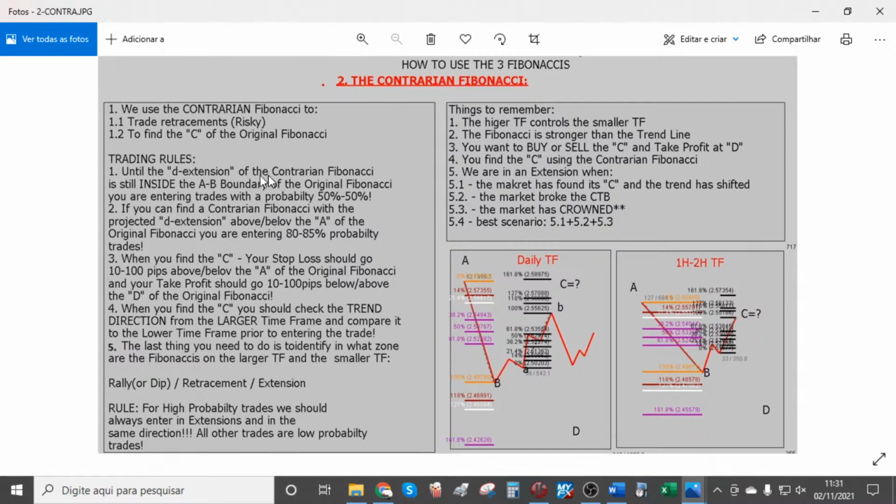Until the D extension of the contrarian Fibonacci is still inside the AB boundary of the original Fibonacci, we are entering trades with a probability of 50-50. If you can find the contrarian Fibonacci with the projected D extension above or below the capital A of the original Fibonacci, you are entering 80-85% probability trades.